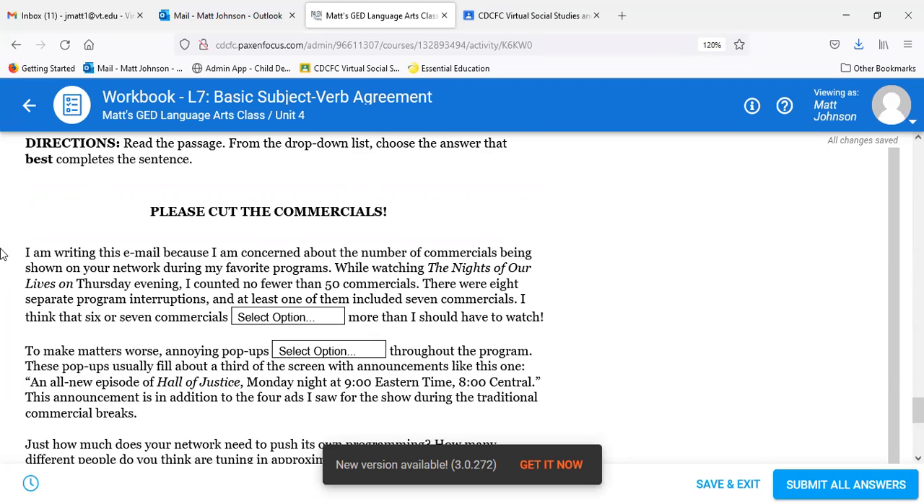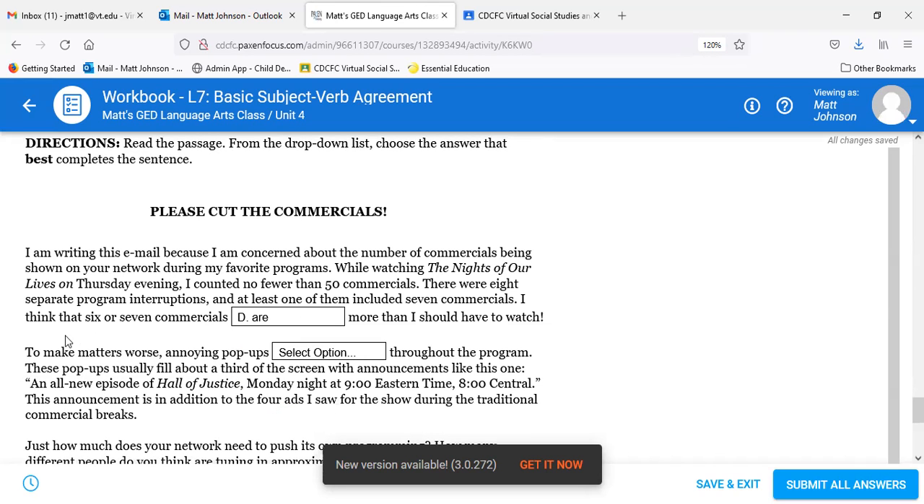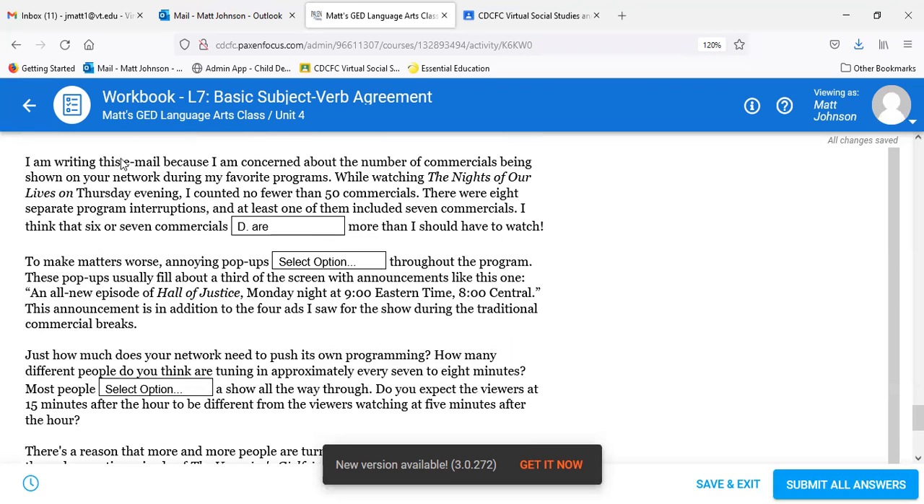Writing this email because I am concerned about the number of commercials being shown on the network during my favorite programs. While watching The Nights of Our Lives on Thursday evening, I counted no fewer than 50 commercials. There were 8 separate program interruptions, and at least one of them included 7 commercials. I think that 6 or 7 commercials blank more than I should have to watch. D. I think that 6 or 7 commercials, there's another, right, commercials, plural, are plural, more than I should have to watch. To make matters worse, annoying pop-ups blank throughout the program.